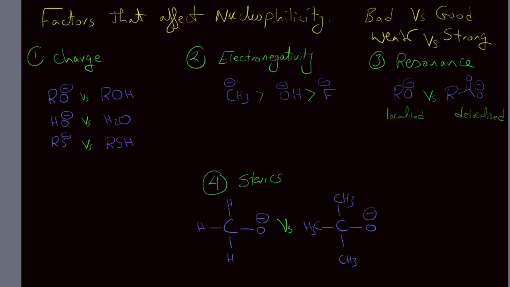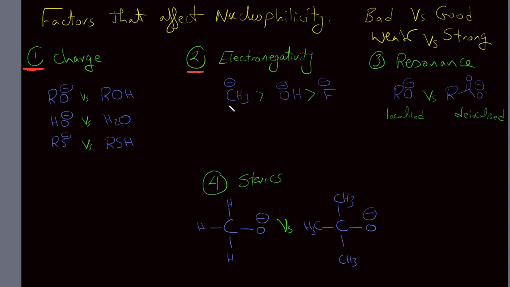Lastly, we're going to be looking at the factors that affect the nucleophile. We can have a weak and a strong nucleophile, bad and good nucleophiles. Things that affect the nucleophilicity are charge. Any negative charge on the nucleophile makes it much stronger than its neutral form. So RO minus versus ROH, OH minus versus H2O, RS minus versus RSH.